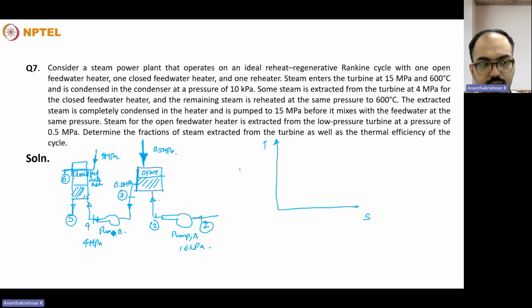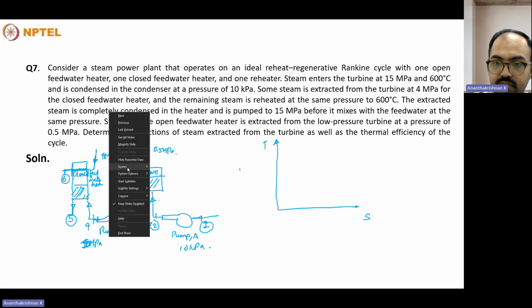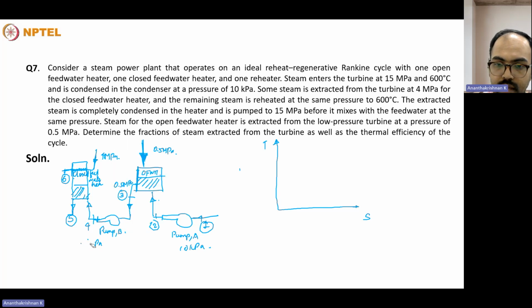So pump B actually doesn't increase it to 4, but rather it increases to 10 megapascal. So this is a closed feed water heater. So there is only the heat that will be transferred from the upper fluid to the lower fluid. So the pressure remains the same throughout. So this will be at 10 megapascal. Sorry, that will be at 15 megapascal. I beg your pardon. That's 15 megapascal, the high pressure in the boiler.